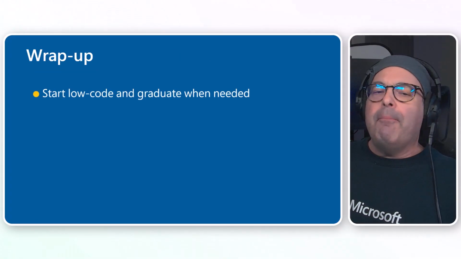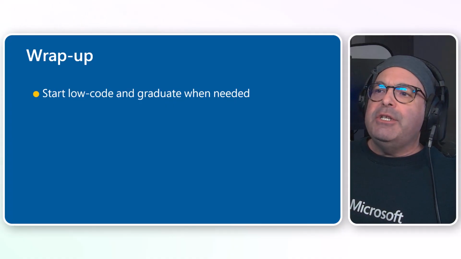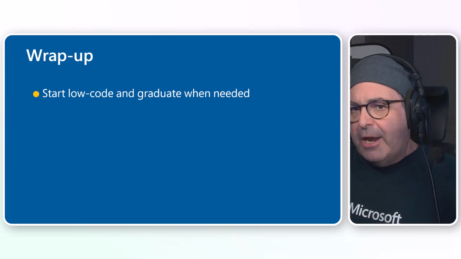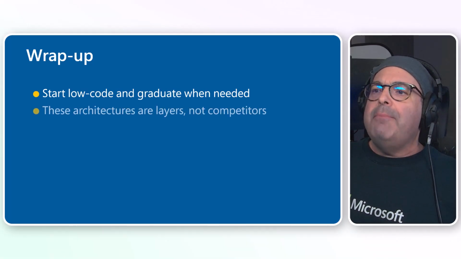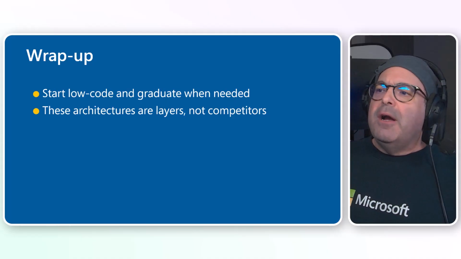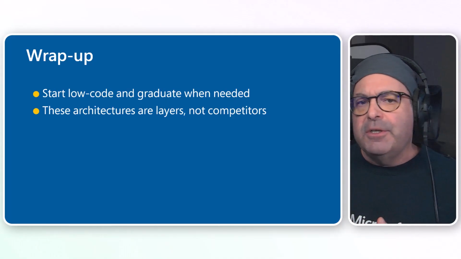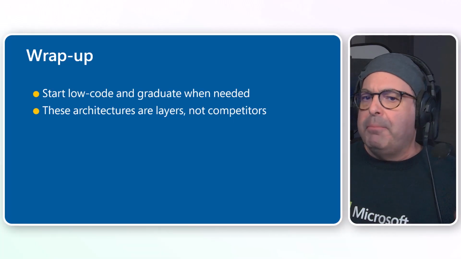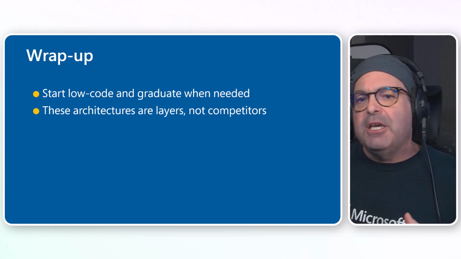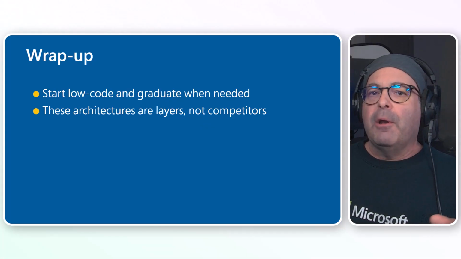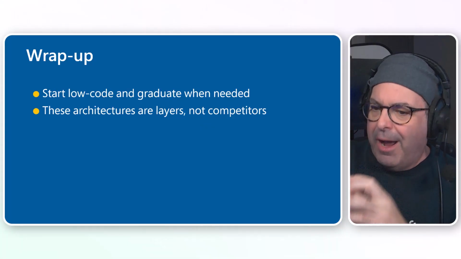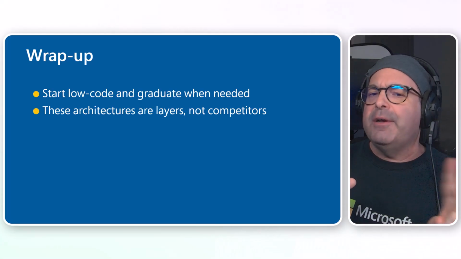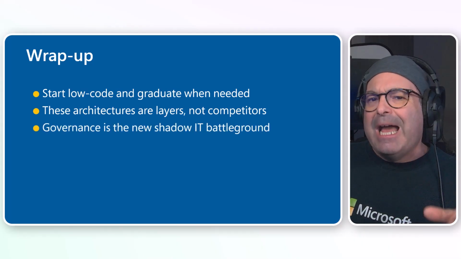Now, in terms of wrapping up, what do you want to take away from this lesson? I would suggest that you start low code and graduate into Foundry only when needed, when you've got more enterprise class concerns. Why do I say be careful? Well, 2 reasons. One, these architectures, the no code, low code, and code first agent mechanisms, they're not competing against each other, they're layers. You can build one on the other or one to extend the other. Well, let me qualify that a little bit. The M365 agents are pretty well self-contained, but at least in terms of Copilot Studio and Foundry, they're definitely interchangeable to a large degree. So it's not either or.